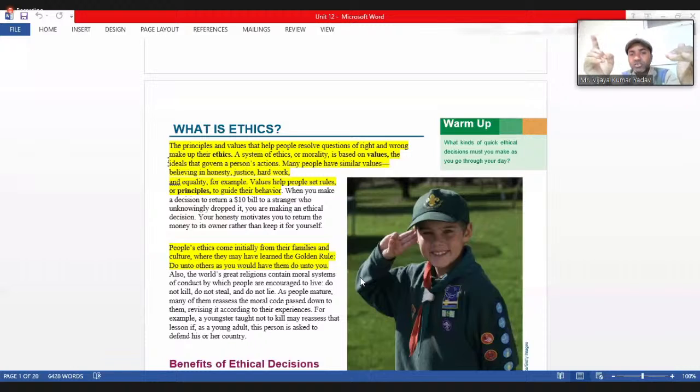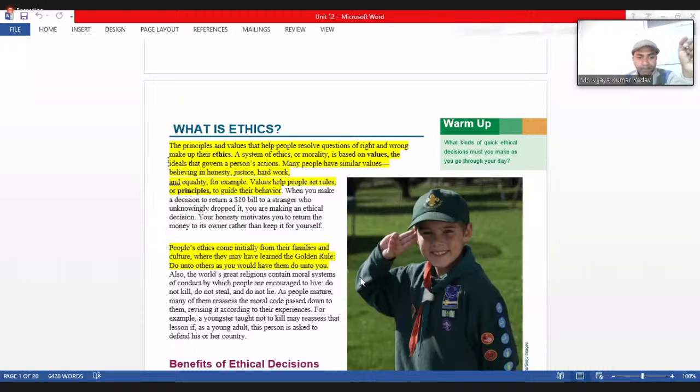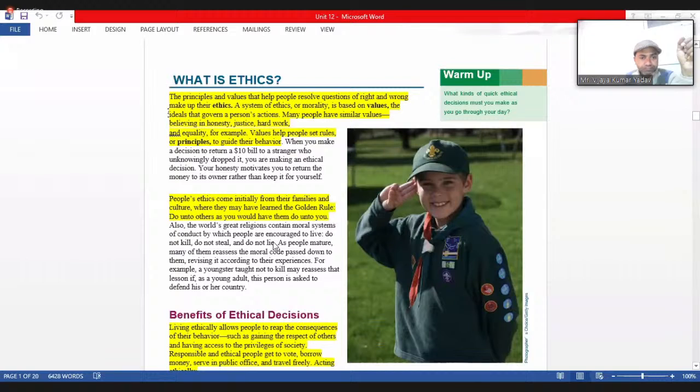So remember this point. This is a very, very important point. If you want to get respect from someone, you respect someone first.